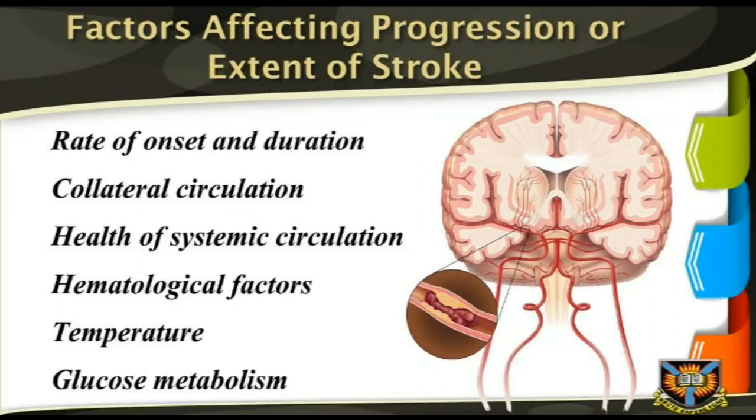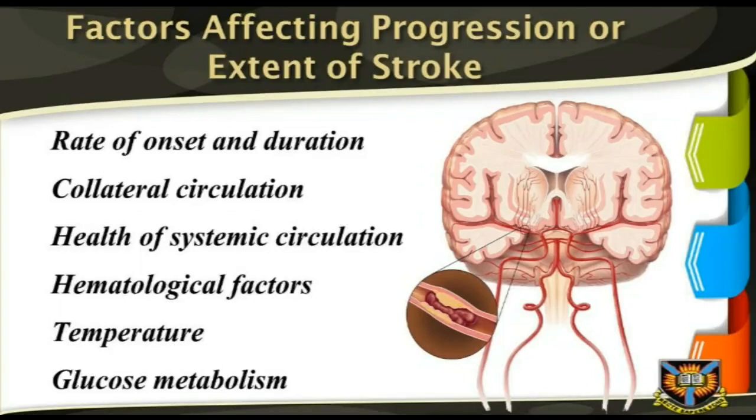2. Collateral circulation. The impact of ischemic injury is greatly influenced by the state of collateral circulation in the affected area of the brain. A good collateral circulation is associated with a better outcome. 3. Health of systemic circulation. Constant cerebral perfusion pressure depends on adequate systemic blood pressure. Systemic hypotension from any reason can result in global cerebral ischemia.